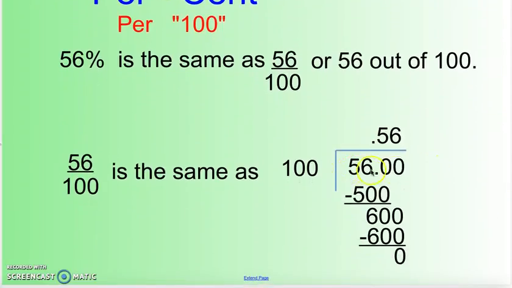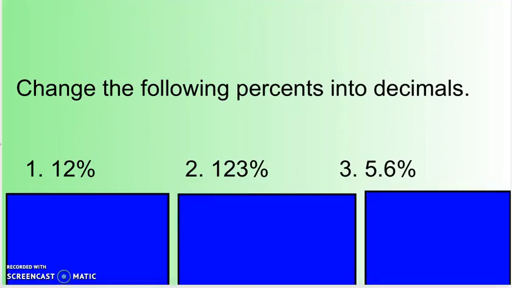And so over here I have it set up as 56 fell over into the middle. It is being divided by 100. 100 stays on the outside, that's our divisor, and when we divide we get 0.56. So 56 100ths is the same as 0.56. Let's look at another one.